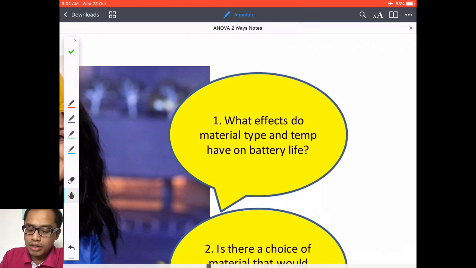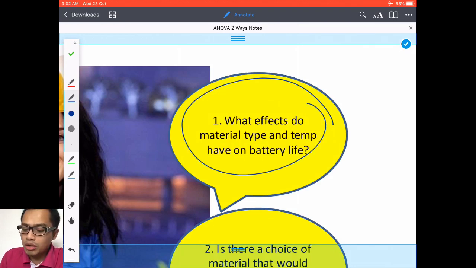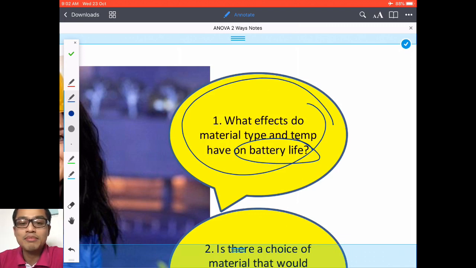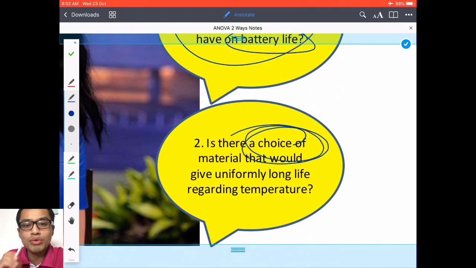Number 1, what is the effect of material type and temperature on the battery life? So the response that she is looking for in this case is the battery life. How long does the battery last? Number 2, is there a choice? That means she wants to choose which battery is the best to drive in, let's say, all climates. So we want to see the interaction between A and B, or material type and temperature.